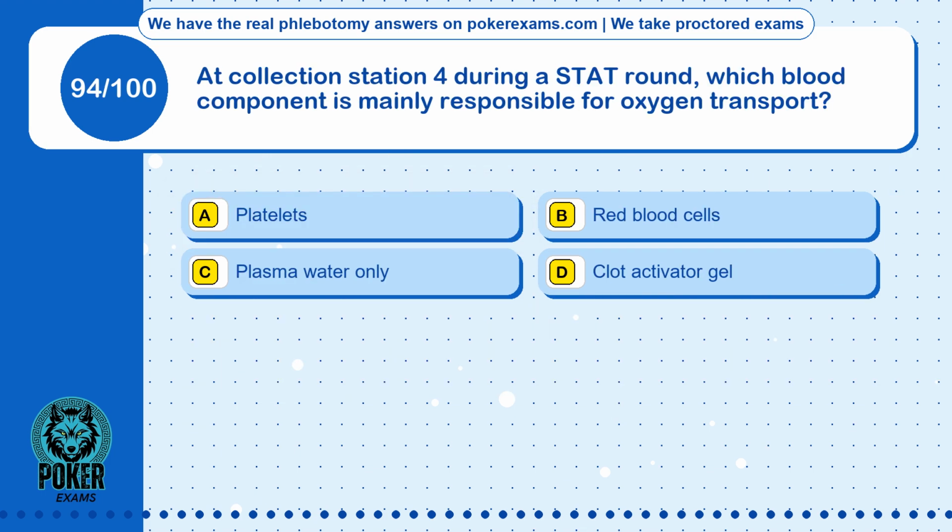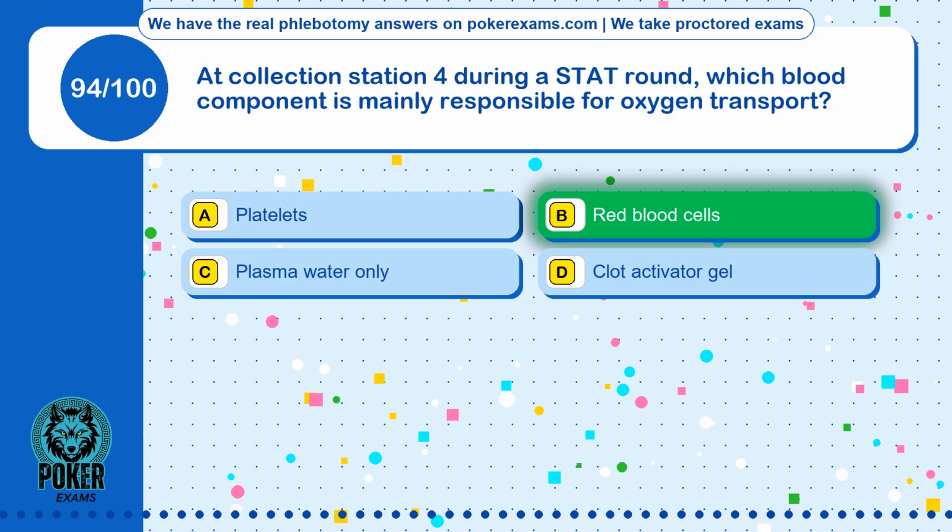Question 94. At collection station 4 during a stat round, which blood component is mainly responsible for oxygen transport? Option A: platelets. Option B: red blood cells. Option C: plasma water only. Option D: clot activator gel.